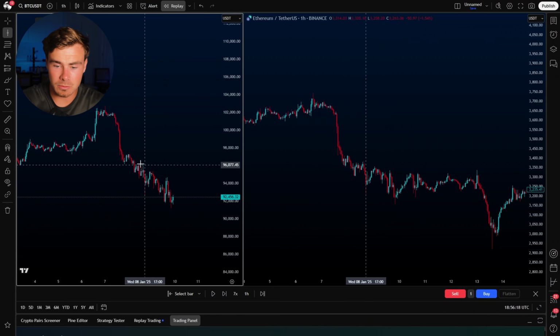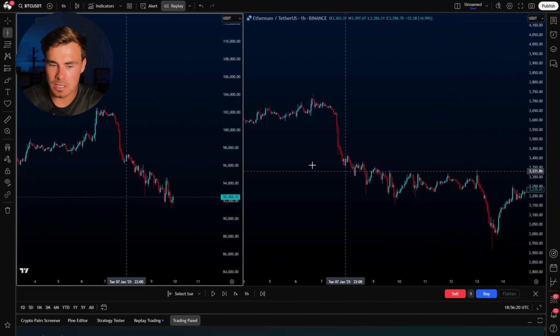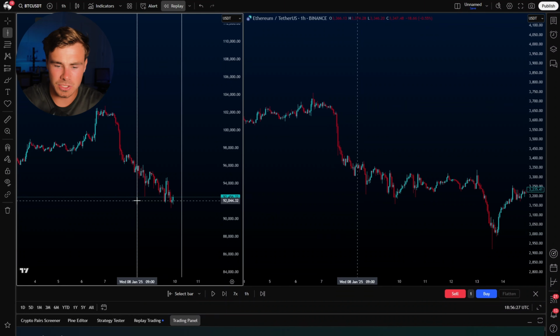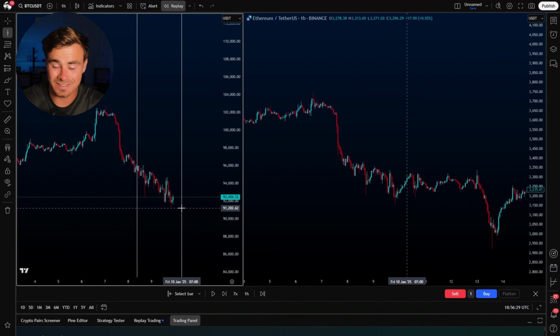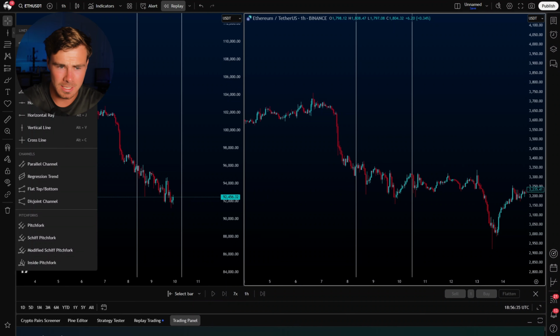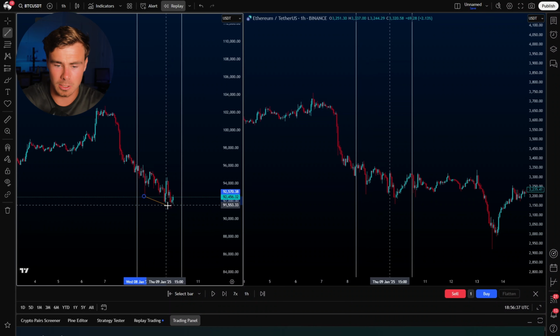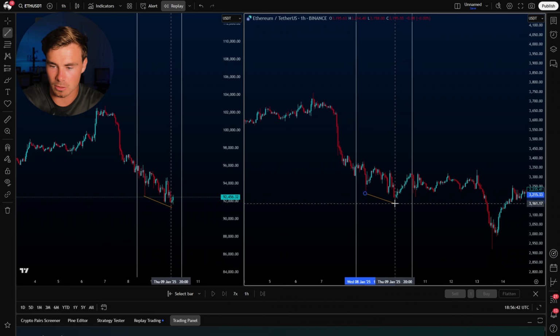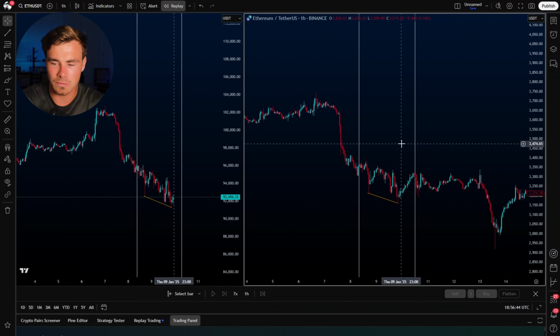On the left we can see the Bitcoin chart, and on the right we can see the Ethereum chart. We can see that both are currently in the same timing period, in between the 8th of January 2025 and also the 10th of January 2025 for both Bitcoin and also for Ethereum. What we can see is that Bitcoin is forming a lower low over here. We can also see that Ethereum is forming a lower low over here. Now I'm going to give you guys a few seconds to think about this. Is this an SMT divergence?